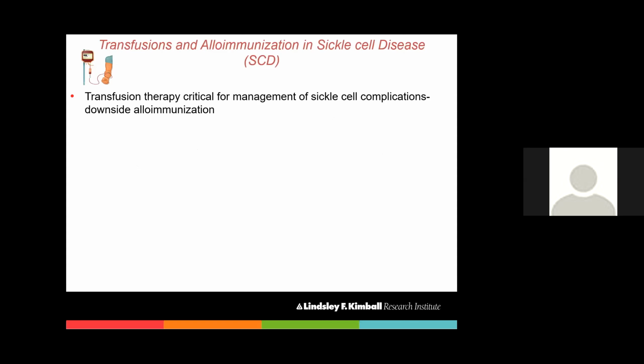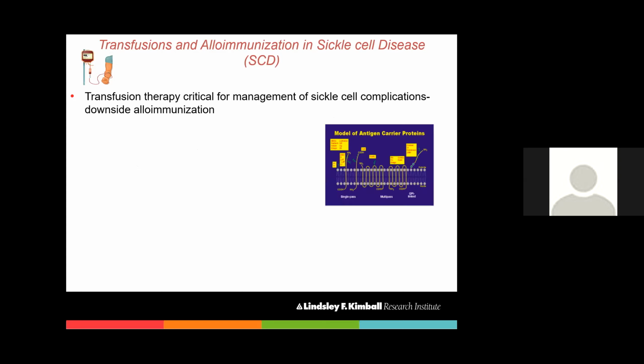Transfusion therapy is critical for the management of sickle cell complications. We know that, for prevention of stroke and for treatment of acute chest syndrome. However, as we also know, there's a downside. The patient can make antibodies against allogeneic antigens on the transfused red cells. This can cause life-threatening transfusion reactions in this patient population. It delays transfusions because you have to find matched units, and so it puts the patient at risk of more severe complications.